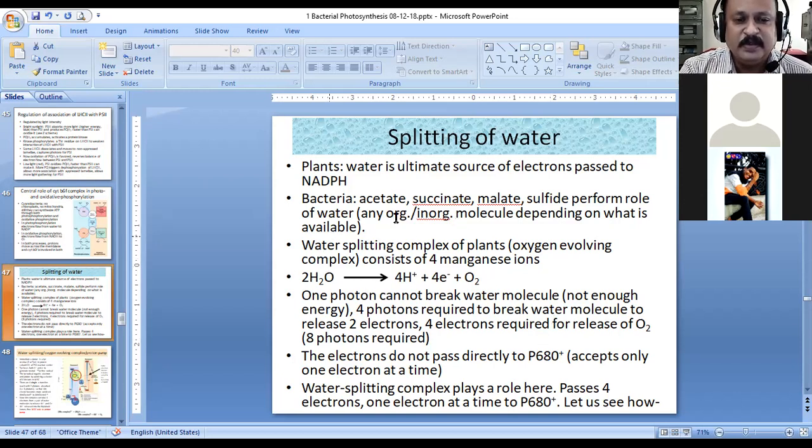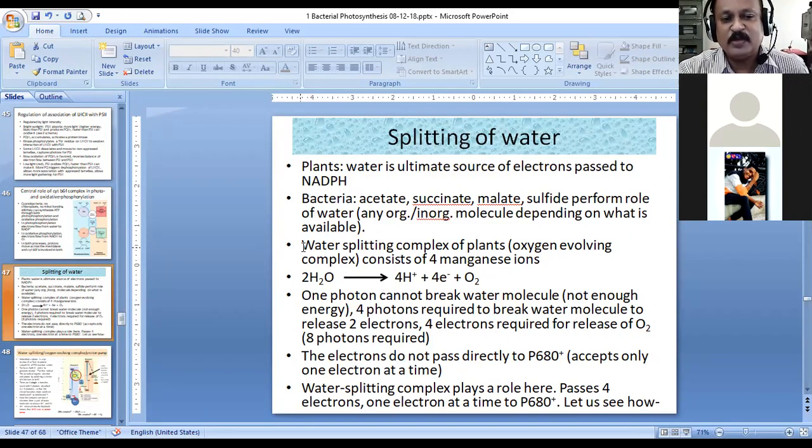Of course, we have seen that for the plants, water is the source of electrons. But in the case of bacteria, there are different kinds of electron donors. For example, we have acetate, succinate, malate. So these are all organic compounds. And inorganic compounds are, for example, hydrogen sulfide, H2S. This we have seen in the case of the sulfur bacteria. Sulfur bacteria require H2S as the electron donor.